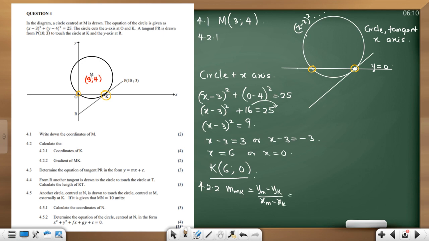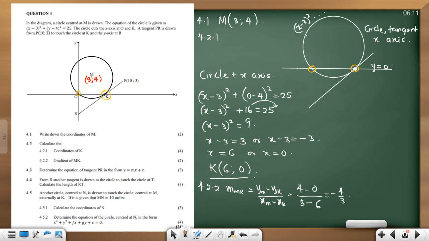What is the y value of M? 4. What is the y value of K? 0. You can see your gradient there, your line. What is the x value of M? 3. And what is the x value of K? 6. So what's your answer? 4 over negative 3, which is negative 4 over 3. Done. 2 marks.